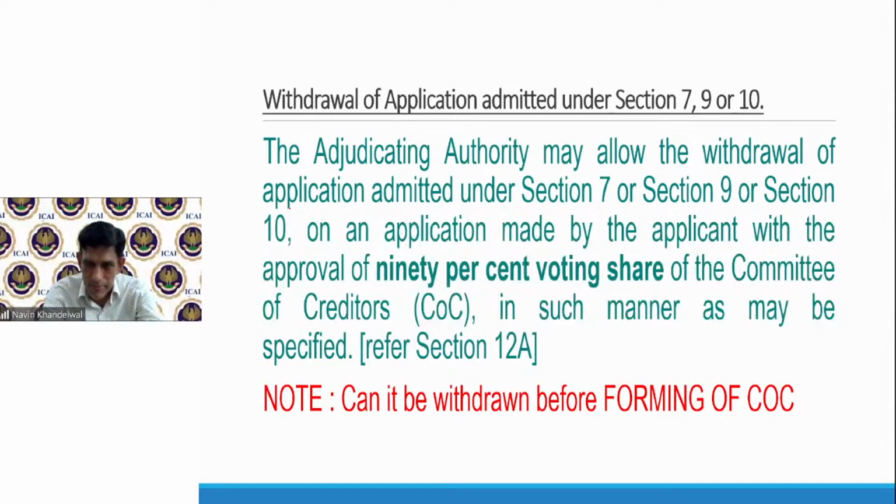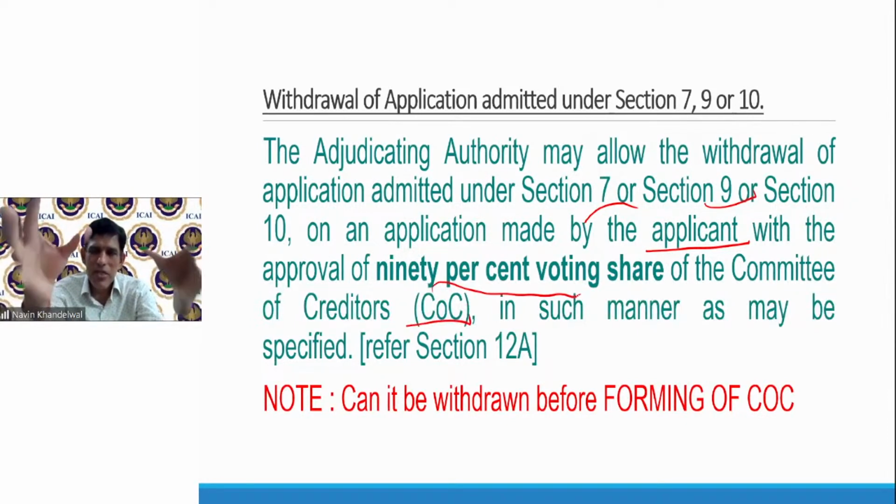Then that is also possible, where an application has to be made by the applicant, whoever has given the application under section 7 or 9. But that application can only be made when the COC, which we will discuss later on, has given the consent by giving 90% voting share in favor of withdrawal. Once the company is admitted towards insolvency and COC has given the permission.